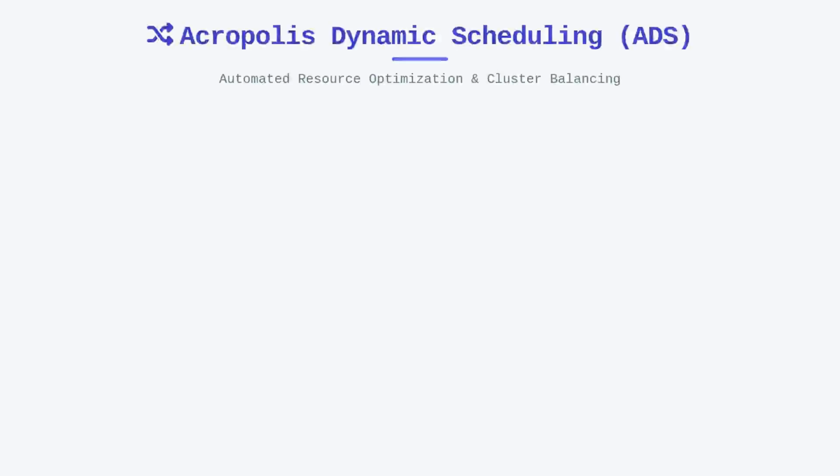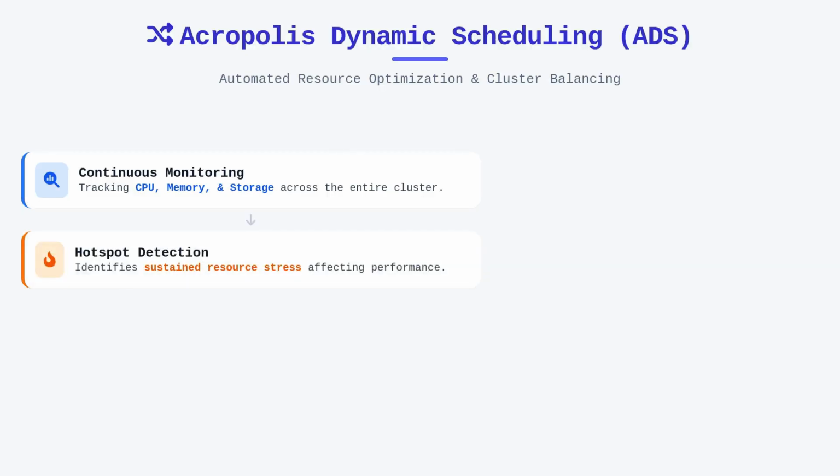To supplement manual migrations and manual balancing, we utilize Acropolis Dynamic Scheduling, or ADS. ADS is an automated scheduler that continuously monitors the usage of resources like CPU, memory, and storage across the cluster to prevent performance hotspots. When a host experiences sustained resource stress that degrades performance, ADS identifies the most suitable alternative host in the cluster and triggers a live migration to balance the load.